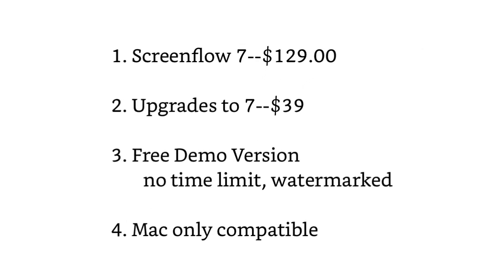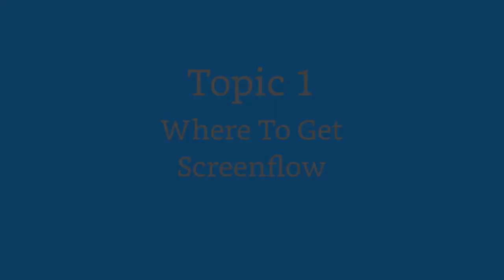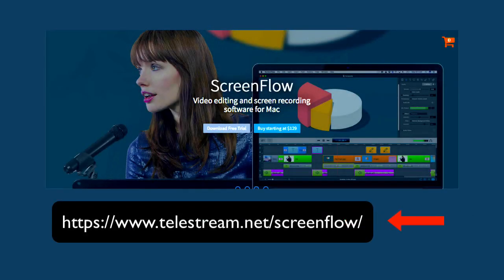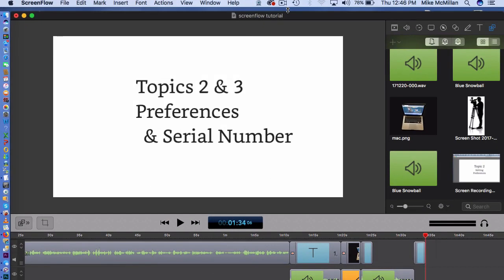Now, ScreenFlow is $129. You can get upgrades from previous editions for $39, and they have a free demo version with no time limit, but it is watermarked. And remember, ScreenFlow only works on Macs. Well, first, where do you go to get ScreenFlow? Well, I have the URL listed here in the black box, and I also have a clickable link in the description below this video.